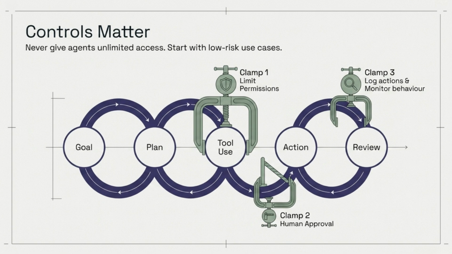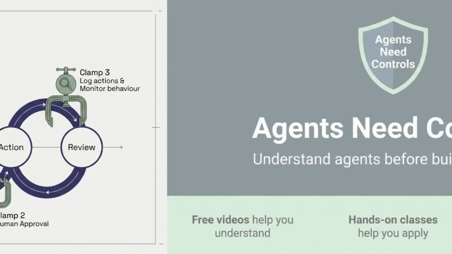Never give agents unlimited access. Start with low-risk use cases. Limit permissions. Use human approval for important actions. Log what the agent does. Monitor behavior. The goal is not just powerful AI. It is controlled and responsible AI.